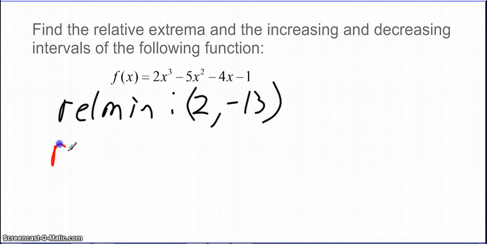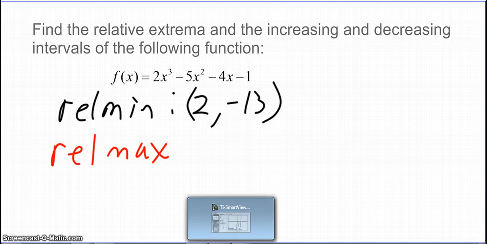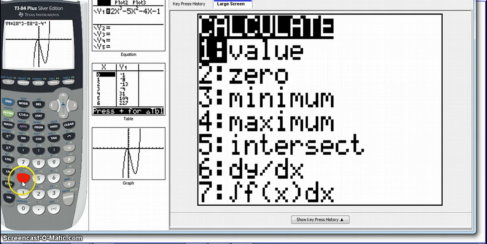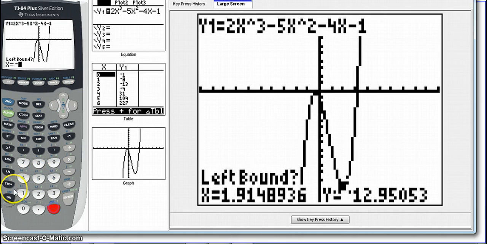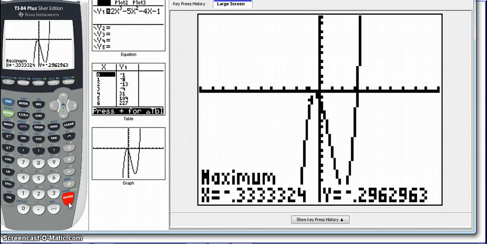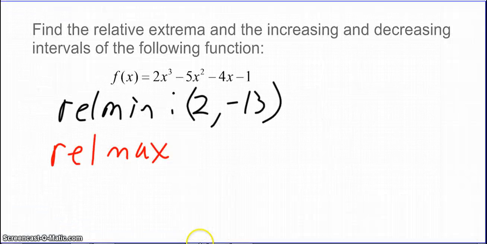And then next we'll find the relative max. So if I go back to the calculator and I do second trace and maximum, for my left bound I'm going to do negative 1, and for my right bound I'm going to do positive 1, and then I do guess, the guess doesn't matter, and I get negative 1/3. I don't know what that is as a fraction, so I'm just going to write down the decimal approximation for now: negative 1/3 and then negative 0.296.